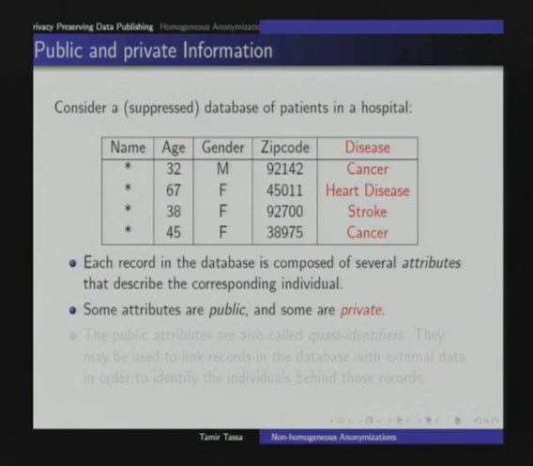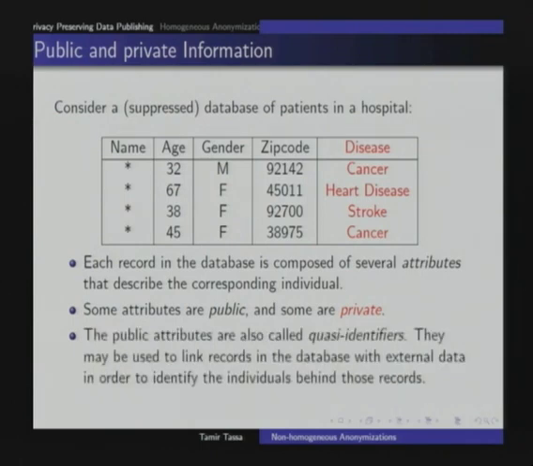Some of those attributes are public and some are private. What do I mean by that? Those that appear in black are attributes that may be extracted also from external, freely accessible databases. Here it is age, gender, and zip code, where the private or sensitive attribute is the attribute that probably cannot be found elsewhere, and this is the attribute that we wish to protect from being revealed. The public attributes are usually called quasi-identifiers because it is possible to use their values and especially their combination in order to identify a person.